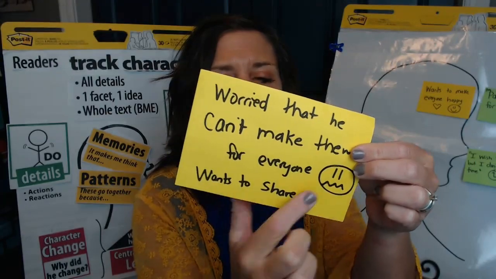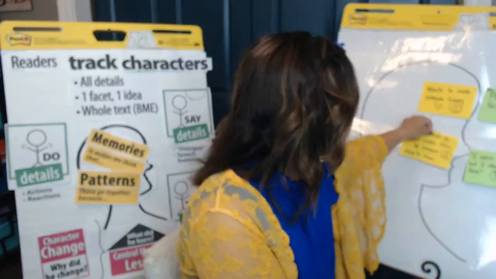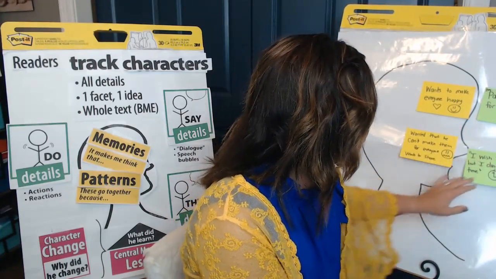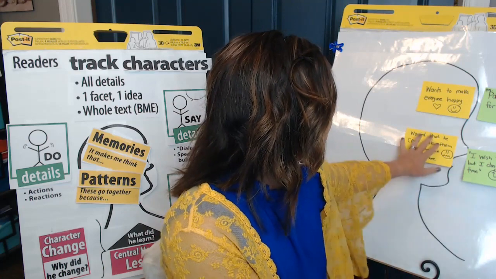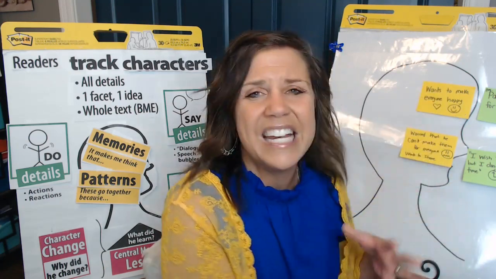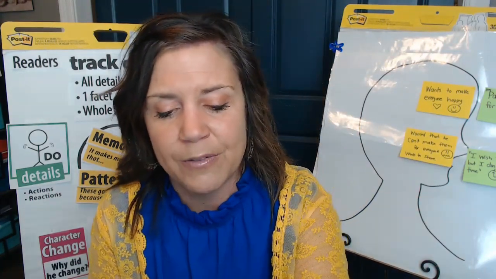He's worried he can't make them for everyone, and he really wants to share his painting with everyone, but he's worried that he can't, and that he doesn't have enough time or paint. And so he starts out, he really wants to make everyone happy, and now he's sort of worried that he can't do it, that he can't make all the paintings for everyone.